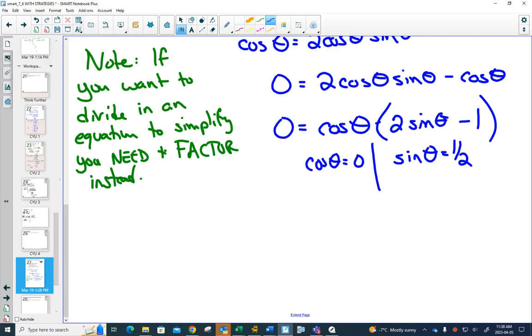Okay? This is on our unit circle. The x-coordinate is 0 at pi over 2 and 3 pi over 2. Half is on our unit circle. That's your pi over 6 family in quadrant 1 and quadrant 2.